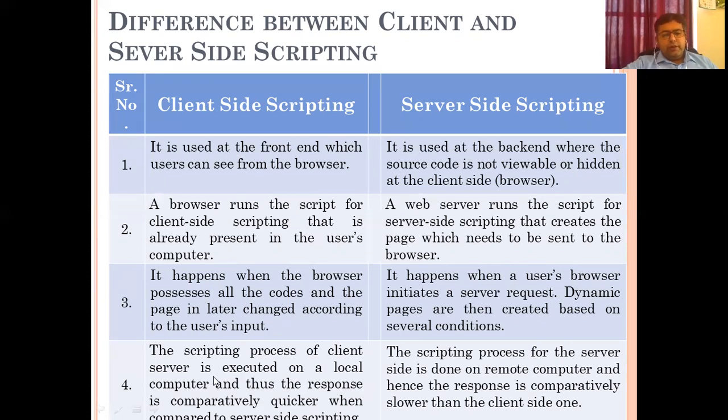Now, the client-side scripting process is executed on a local computer, and thus the response is comparatively quicker compared to server-side scripting, because you are creating your own file. Whenever you run it on the local host, you can directly see the web page. While in the case of server-side scripting, it will take a lot of time, because if a particular website is accessed by many clients, then there will be load on the web server, and the response will definitely come, but it will take time. So the server-side scripting process is done on the remote computer, and hence the response is comparatively slower than the client side, because over here we are running on the local host, and over here we are running on the web server, right?